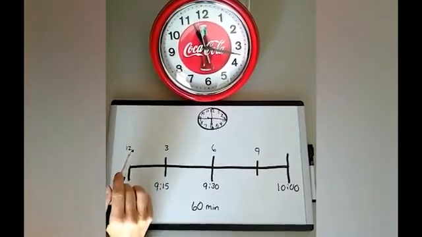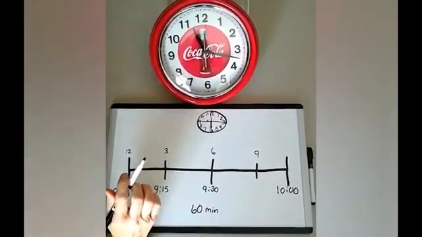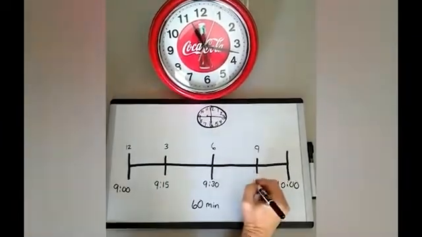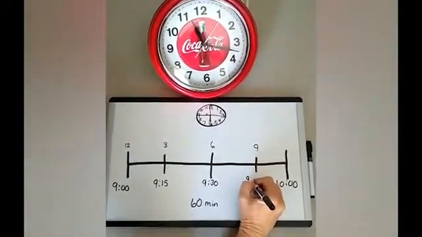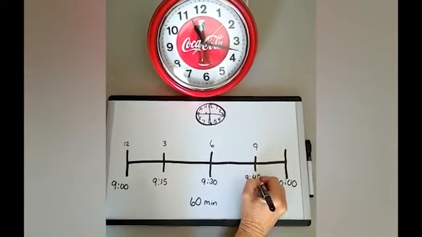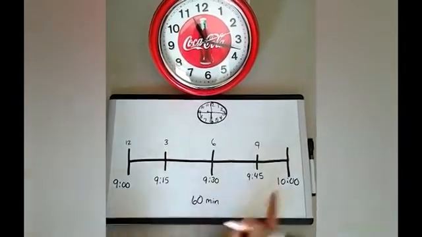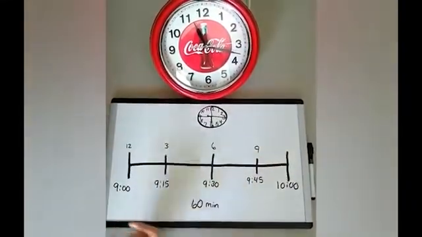Let's see, I'm going to count by 5s again. Oh, I'm not going to count by 5s. I know 9 times 5 is 45. Ooh, I think this might be 9:45. And then I'm back to the 12 again, which is o'clock.